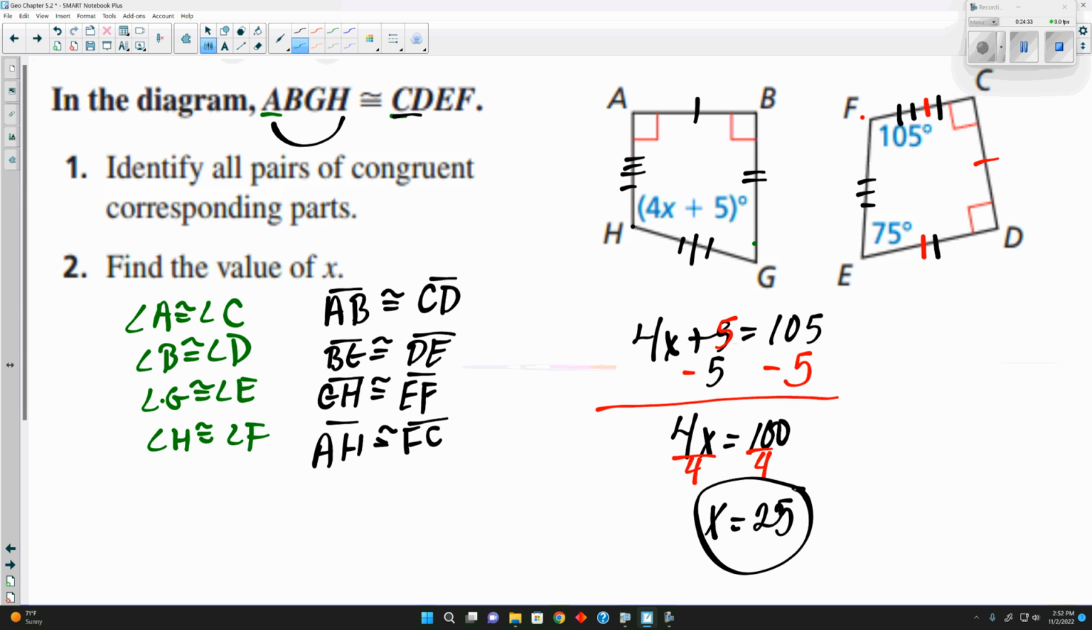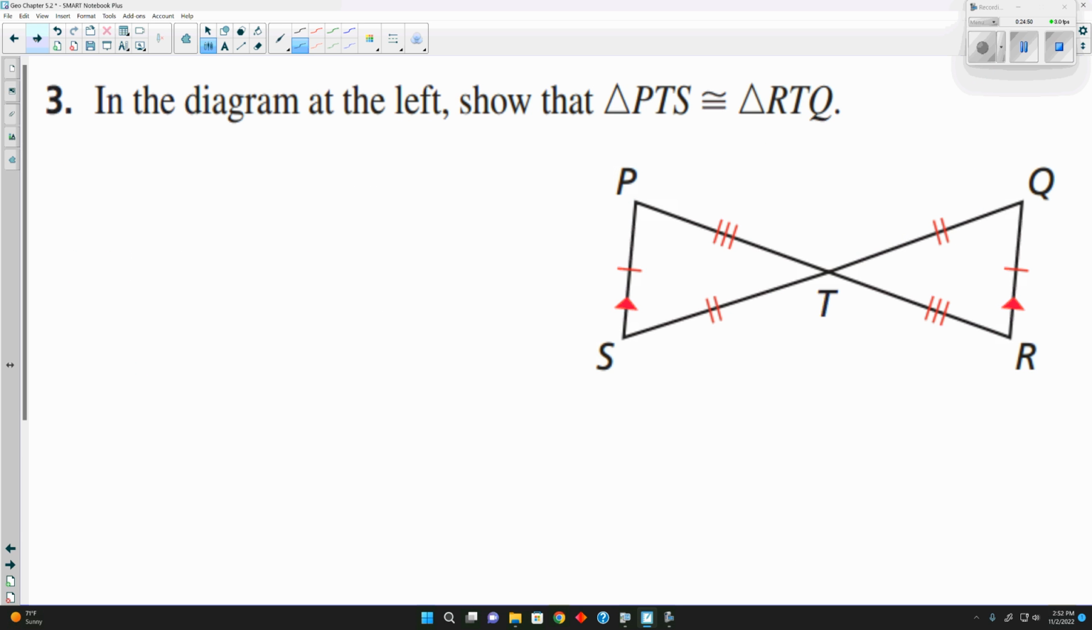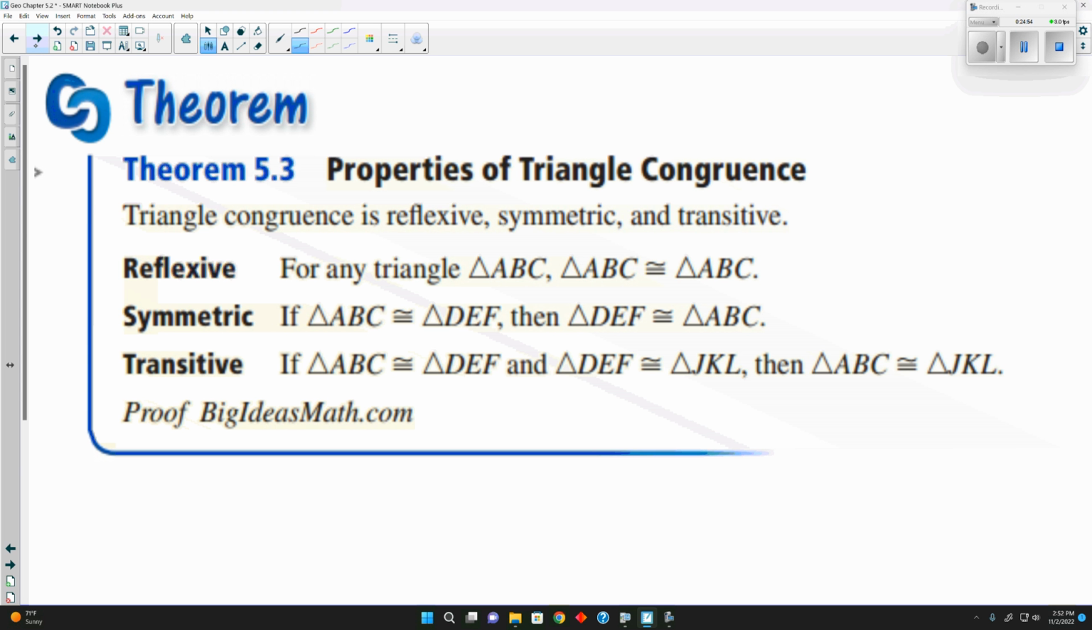Because we identified all the pairs of congruent corresponding parts, yes? And we found the value of x. So those are the only two things it asks for, yes? Questions on any of this here? We're not going to worry about showing that. We're going to move on.